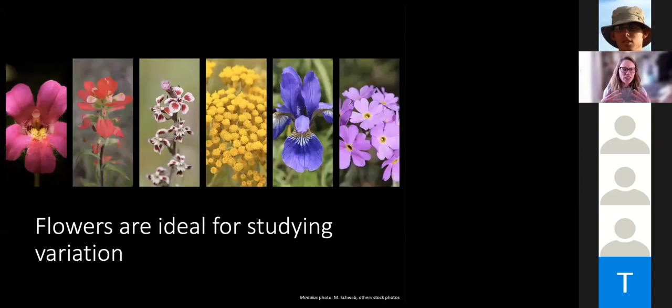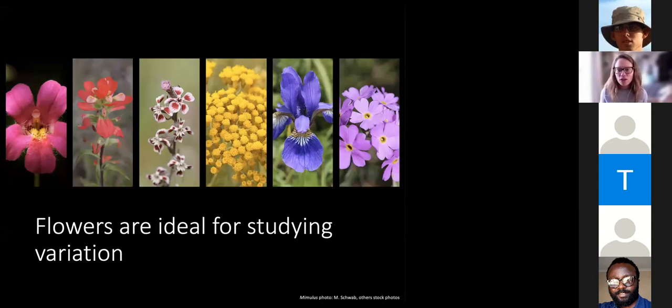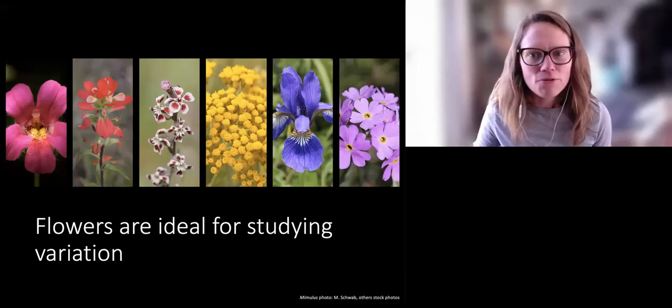I don't really need to convince anyone that flowers are an ideal system for studying variation. Flowers are amazing for this because of their size, shape, and color. So we've started to think more about the variability that we were noticing when we were out in the field.